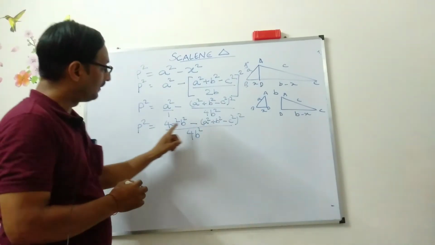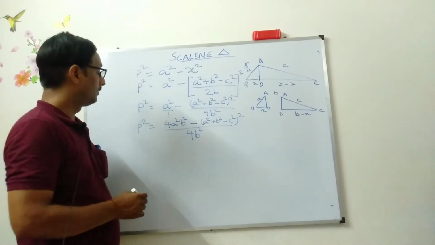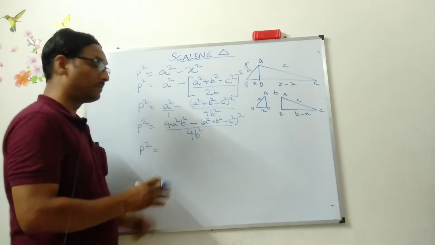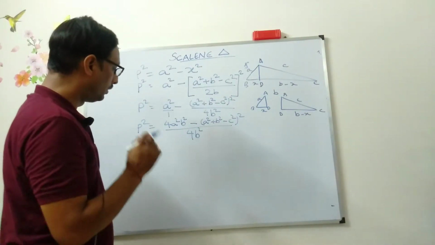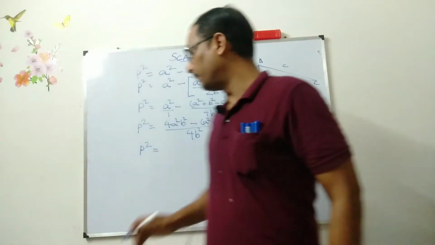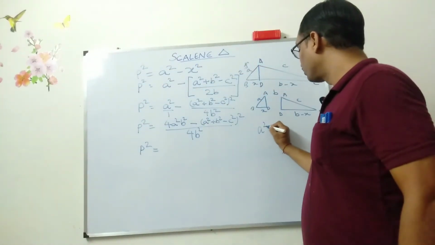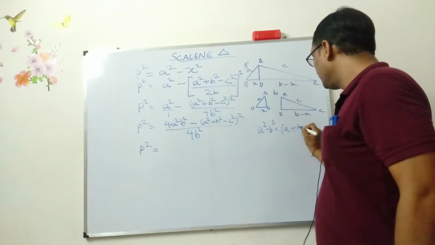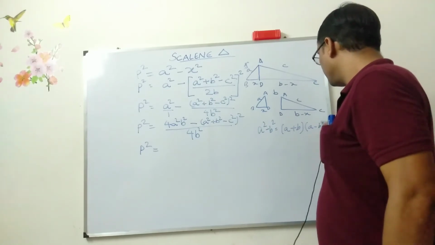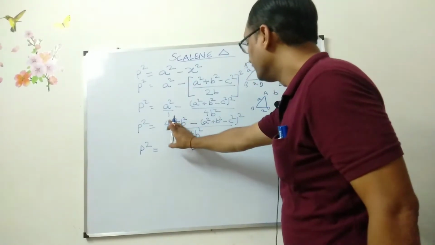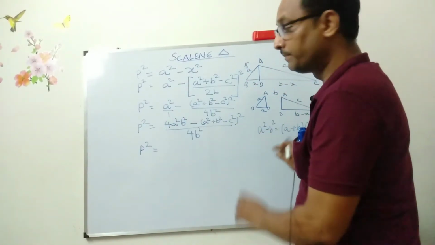This is the value of p square. I need to find out the value of p, but before finding out p, what I need to do? You must have known about this formula: a square minus b square is equal to a plus b into a minus b.